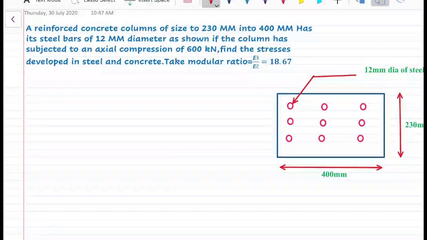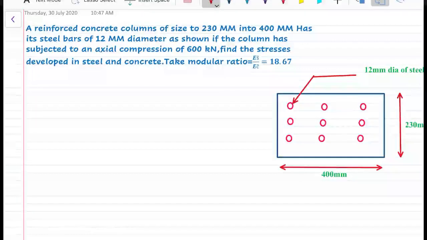Hello friends, today we will solve two problems of bars in parallel. So let's start with it. Now the problem is: a reinforced concrete column of size 230 mm by 400 mm has steel bars of 12 mm diameter as shown in the figure. If the column is subjected to an axial compression of 600 kN, find the stresses developed in steel and concrete.